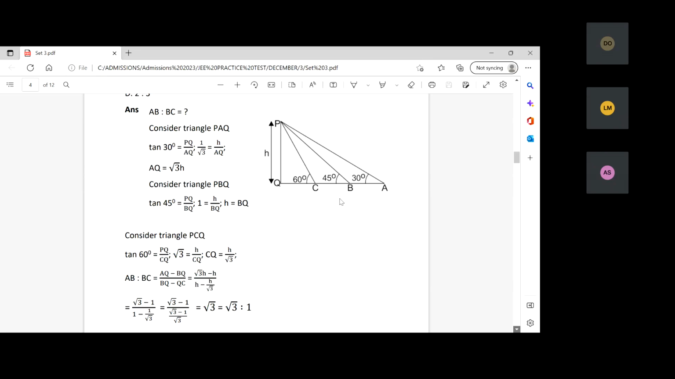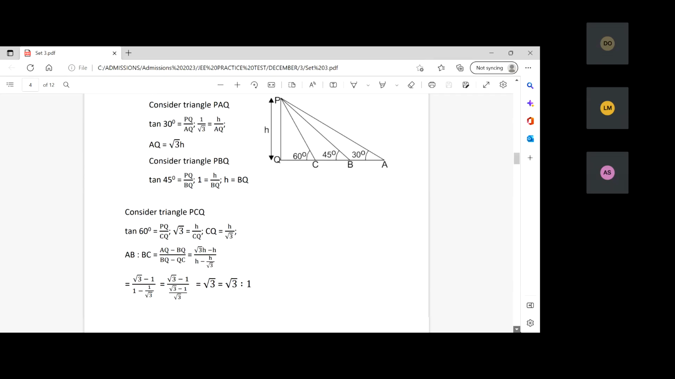So now what you initially have is BQ, AQ, and CQ. Just simply subtract these terms. How will you write AB? AB can be AQ minus BQ. You have those two terms, right? What is BC? It could be BQ minus CQ. So you can simply substitute whatever you have found in terms of H, and this H will get cancelled and you have the ratio as root 3 is to 1.